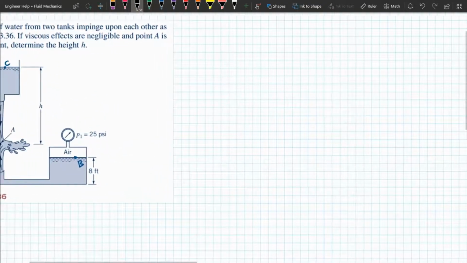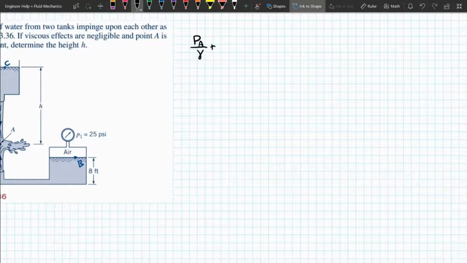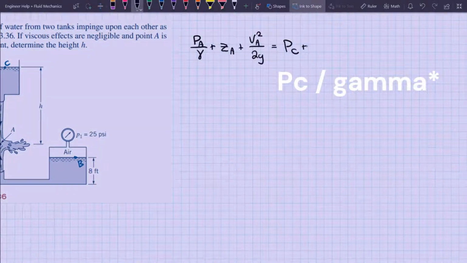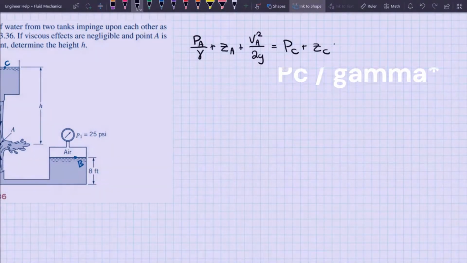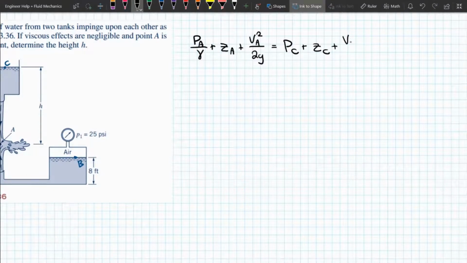Right, let me zoom in here. So between points A and C, we have the pressure at A over gamma plus the elevation at A plus the velocity of A squared over 2g is equal to the pressure at C over gamma plus the elevation at C plus the velocity of C squared over 2g.